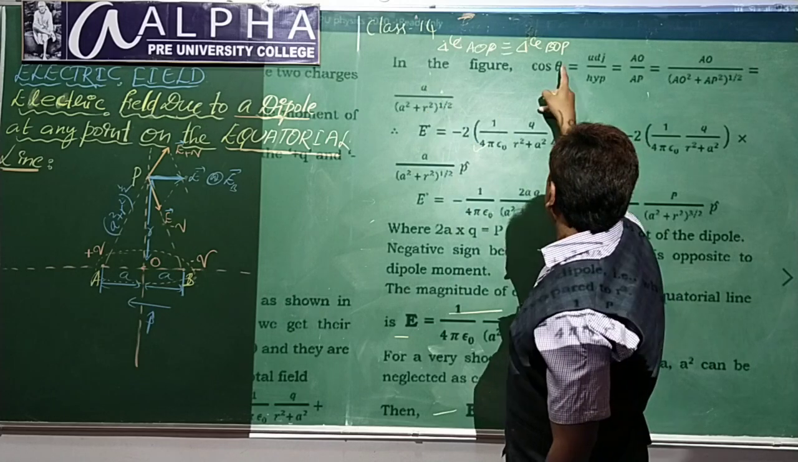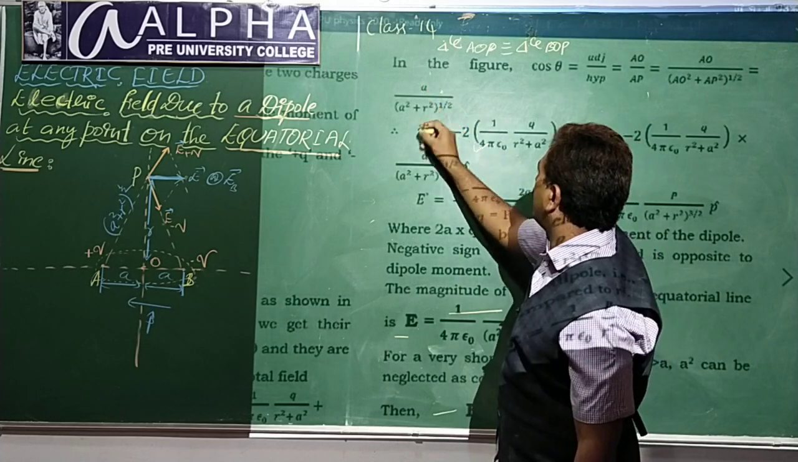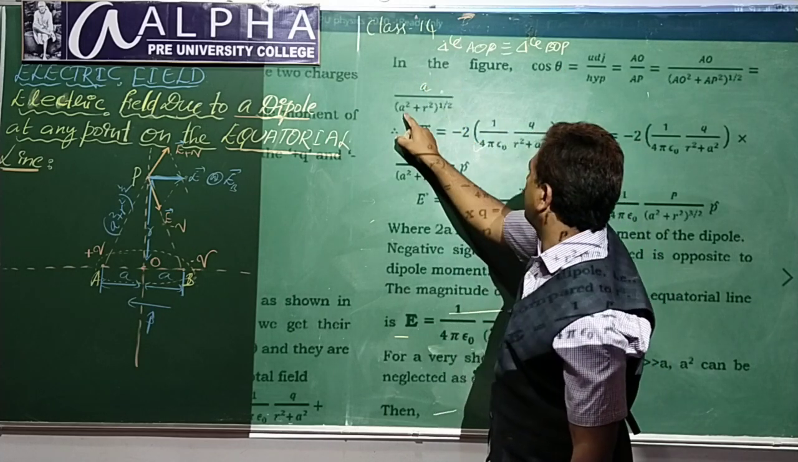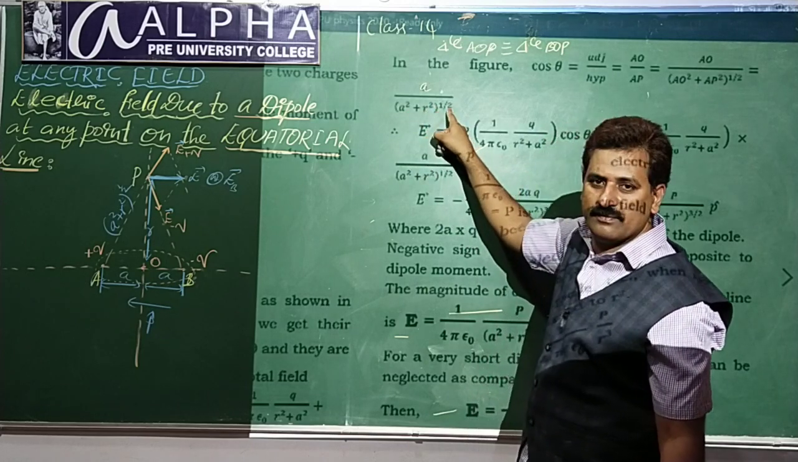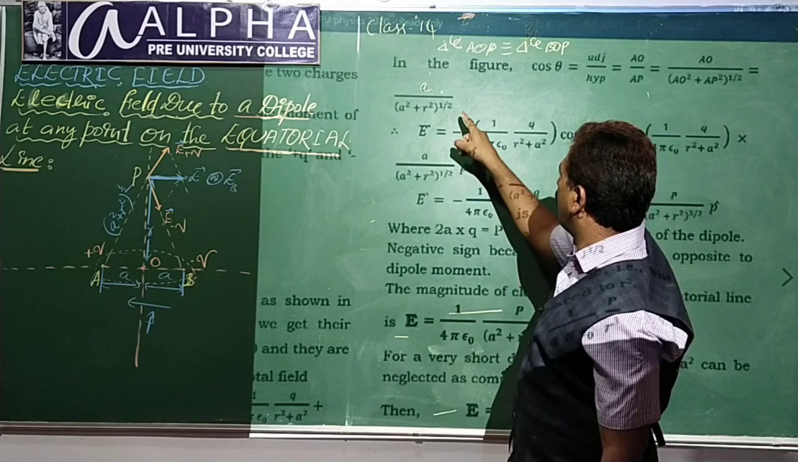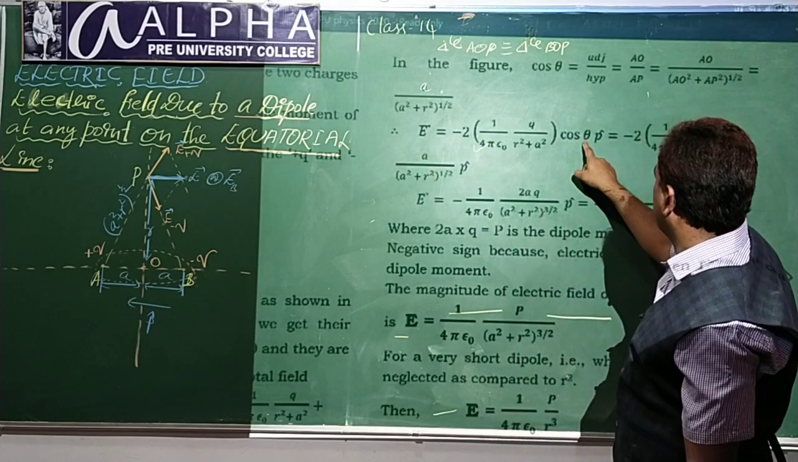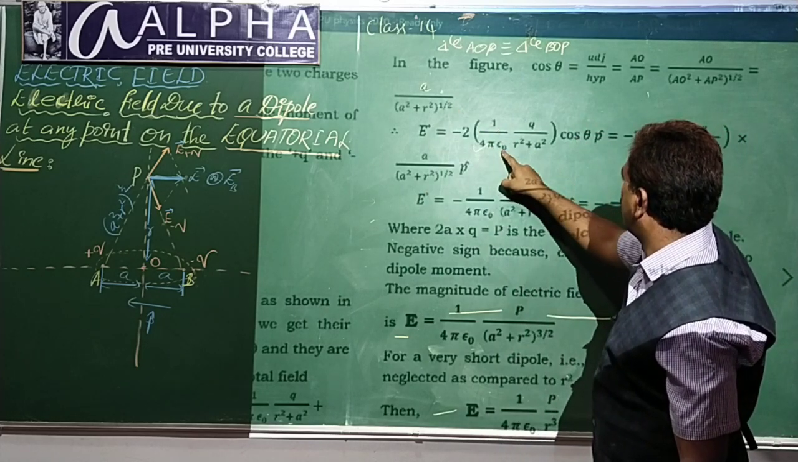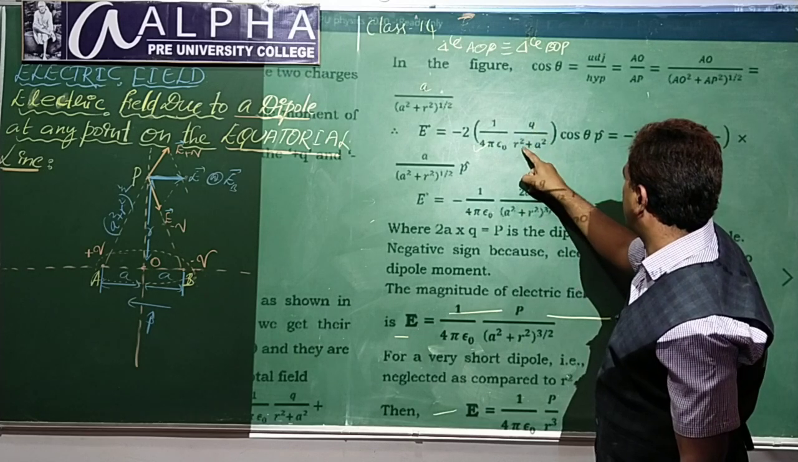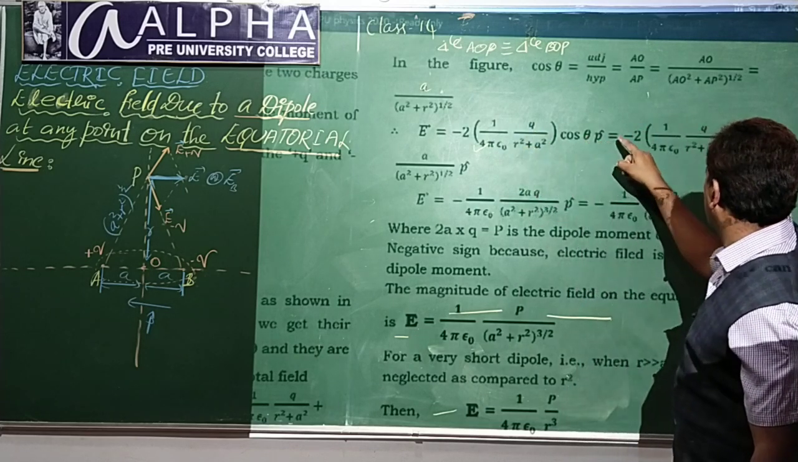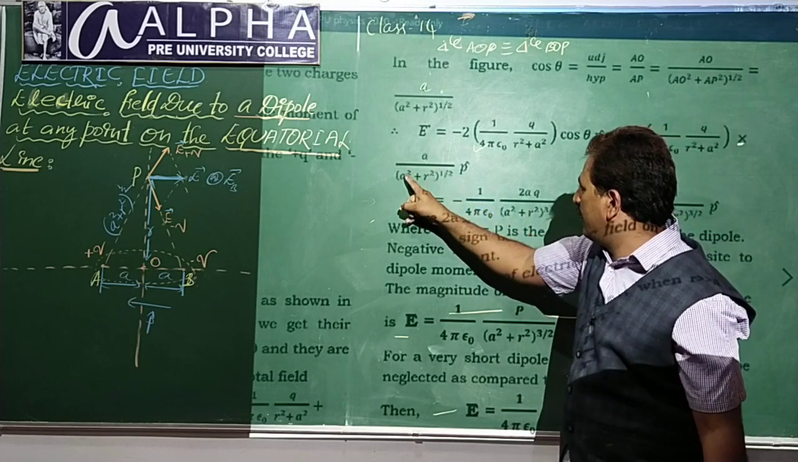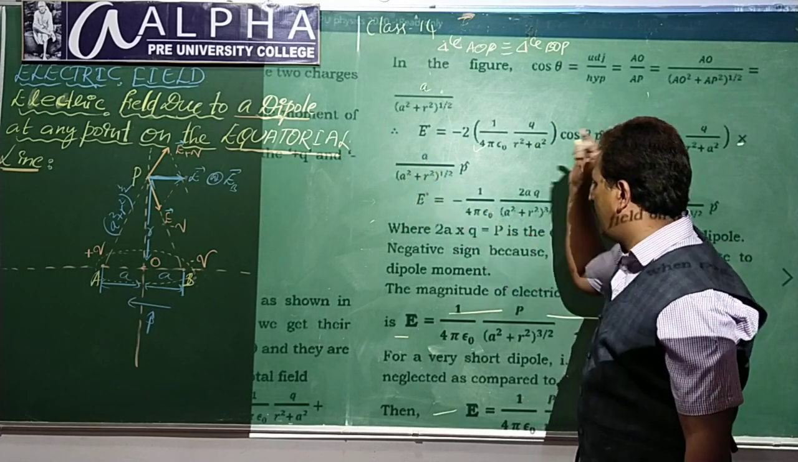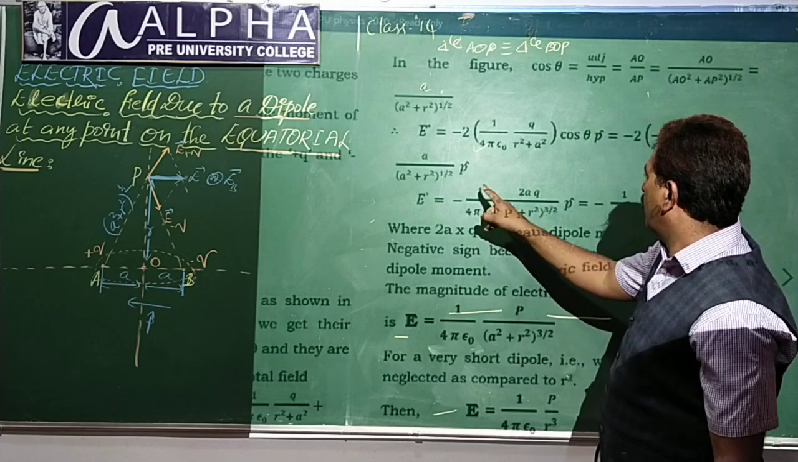Therefore, cos theta is A divided by (A square plus R square) whole to the power half, right? You have written the value of cos theta here: 1 over 4 pi epsilon 0 times 2Q divided by (R square plus A square) times cos theta into unit vector P, where the cos theta value I have written as A by (A square plus R square) whole to the power half. Now there are two terms.